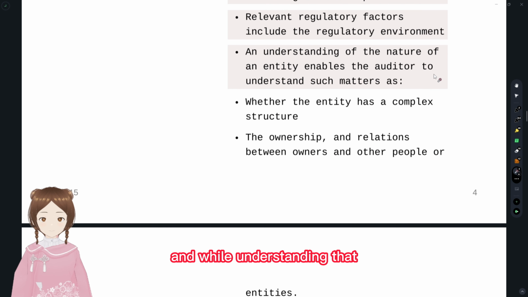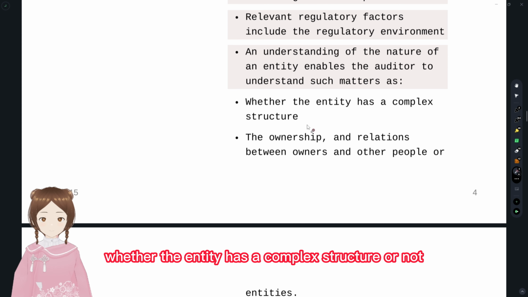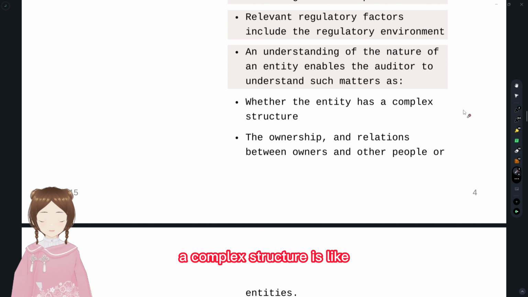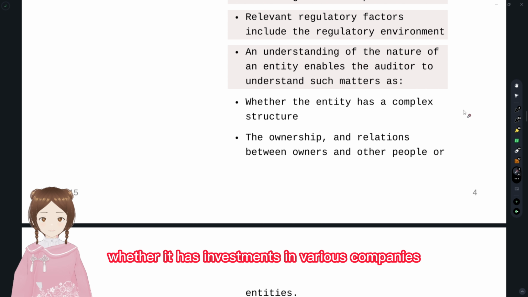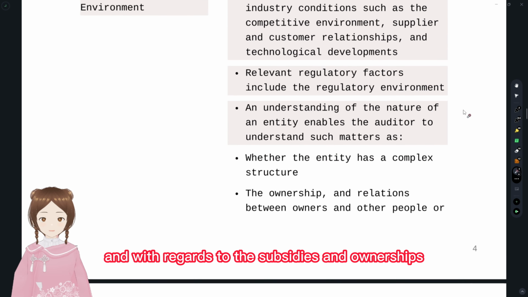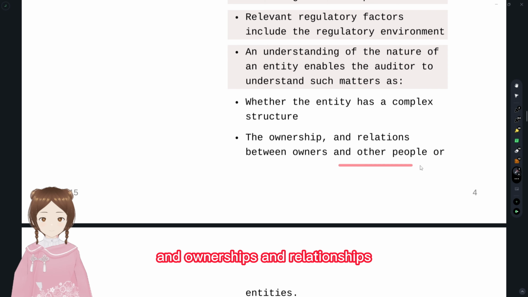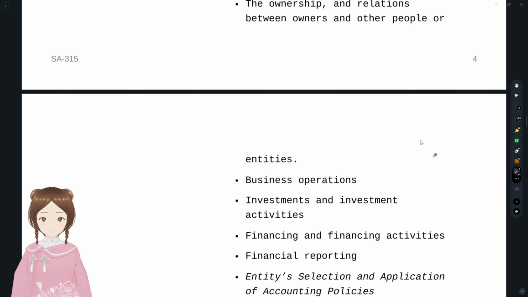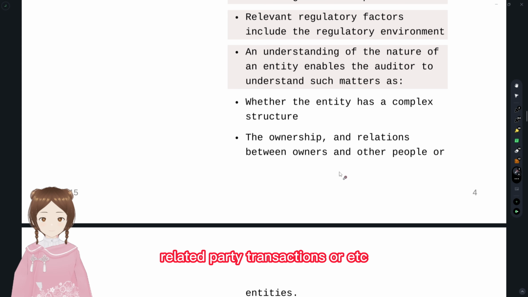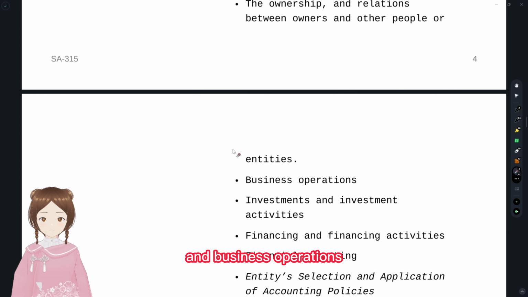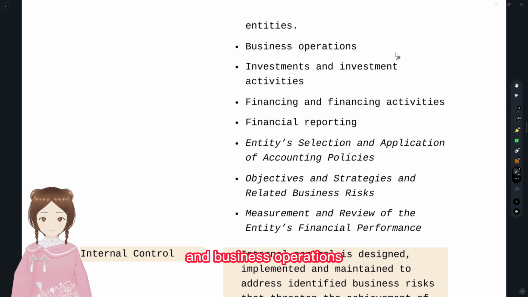While understanding that, he should also understand whether the entity has a complex structure or not. A complex structure is like having investments in various companies and branches all over the globe, subsidiaries and ownerships, related party transactions, any kind of relationships and ownerships, foreign business operations, and investment activities and financing activities.